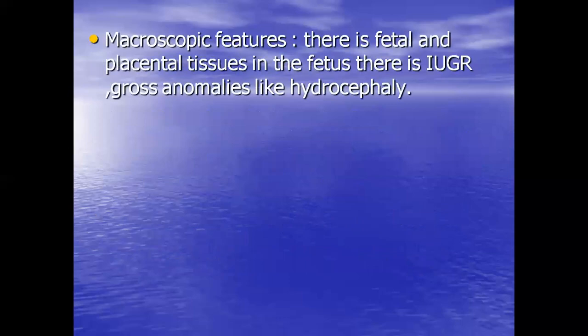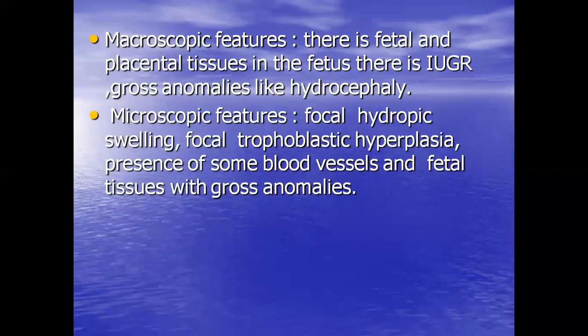Macroscopic features, what you are going to see by your eyes: there is fetal and placental tissue, we know the reason why. In the fetus there is intrauterine growth restriction and gross anomalies like hydrocephaly. The microscopic features here are not diffuse but focal: focal hydropic swelling, focal trophoblastic hyperplasia, presence of some blood vessels and fetal tissue with gross anomalies.